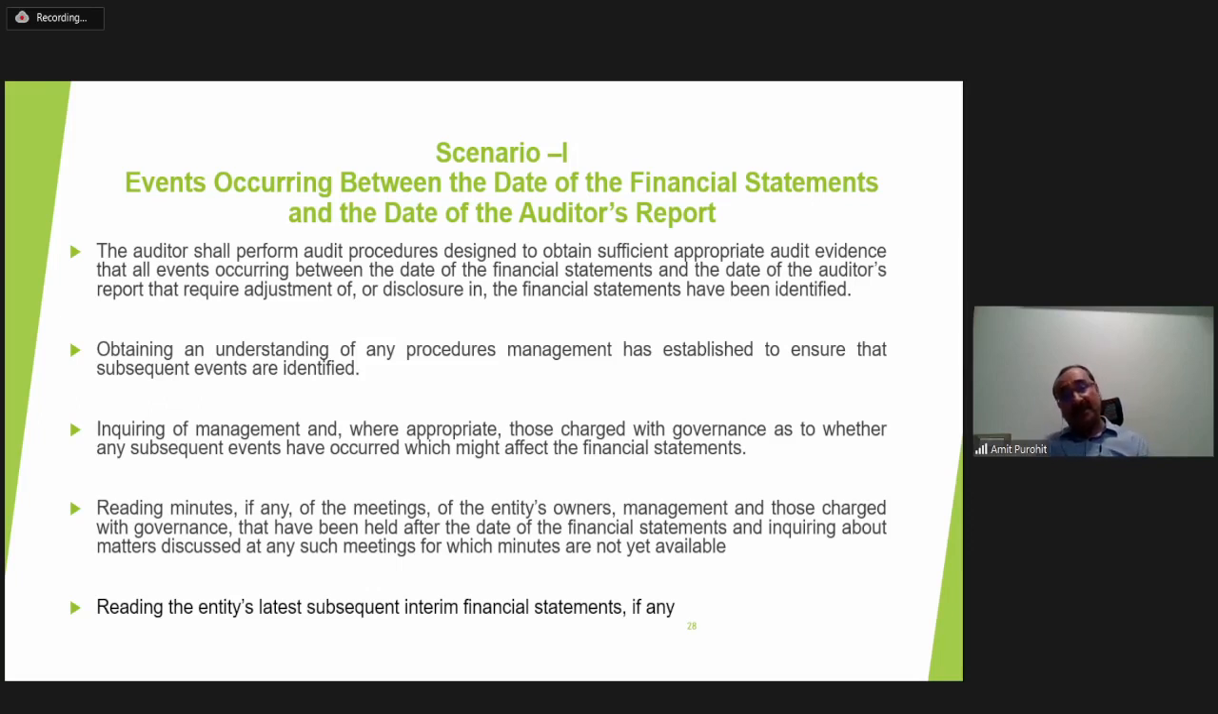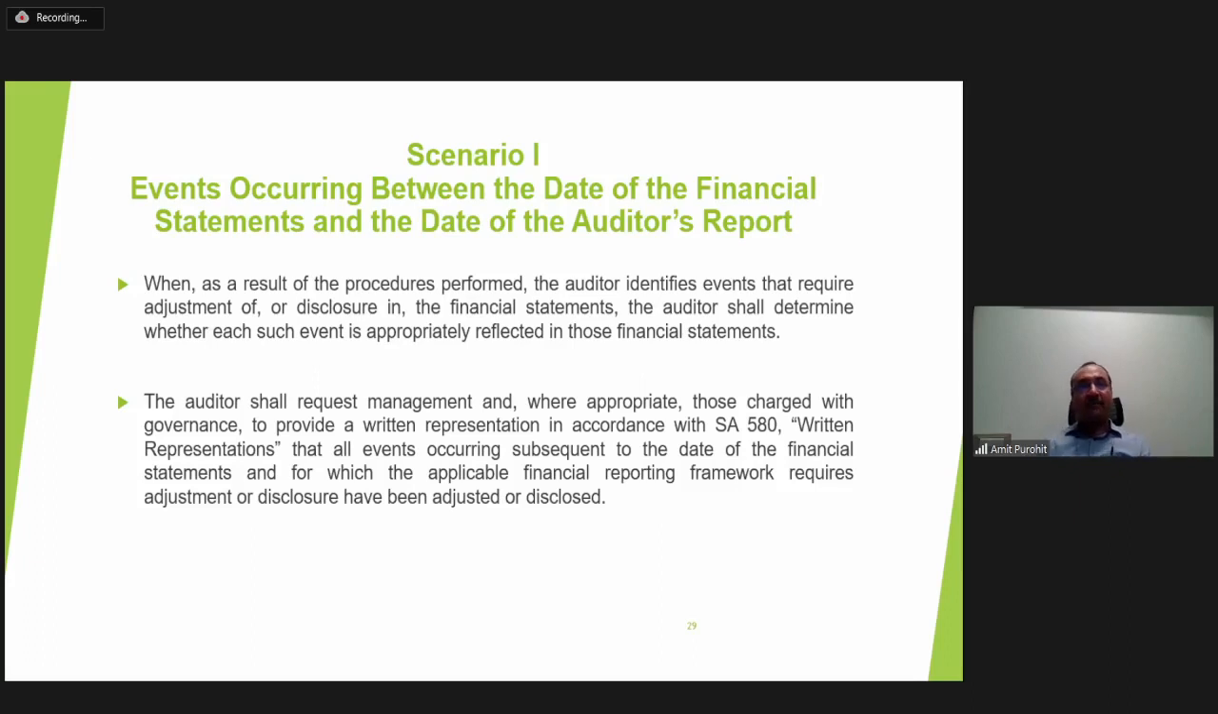Then the auditor can read the minutes of the meetings of the shareholders, management, and those charged with governance that have been held after the date of the financial statements, and inquire about the matters discussed at such meetings for which the minutes are not yet available. So he will have to go through the minutes, and if the minutes are not available, then he will have to discuss these matters with the management. And in this case, he may obtain suitable written representation from the management. And he may also read the entity's latest subsequent interim financial statements, if any.